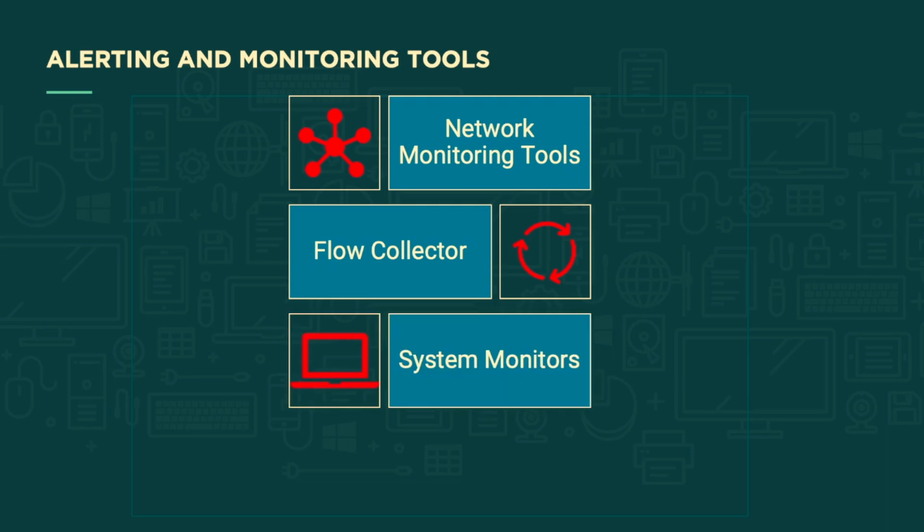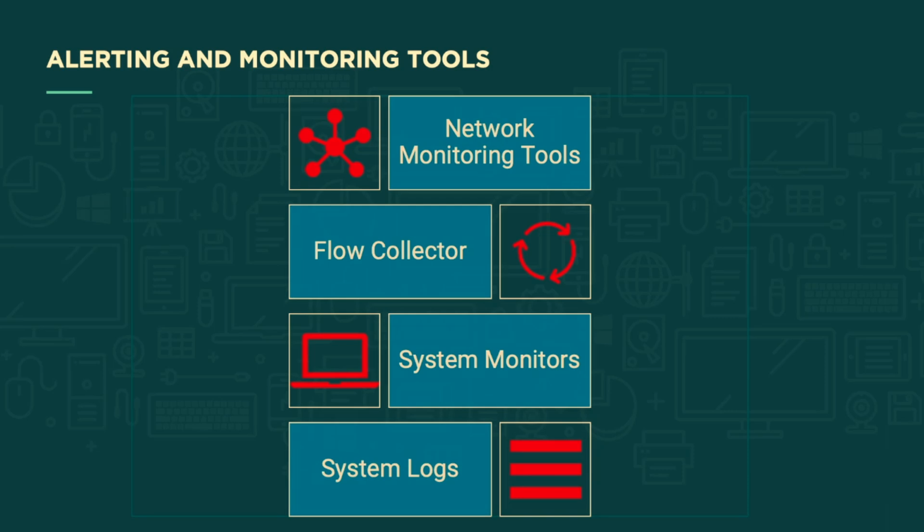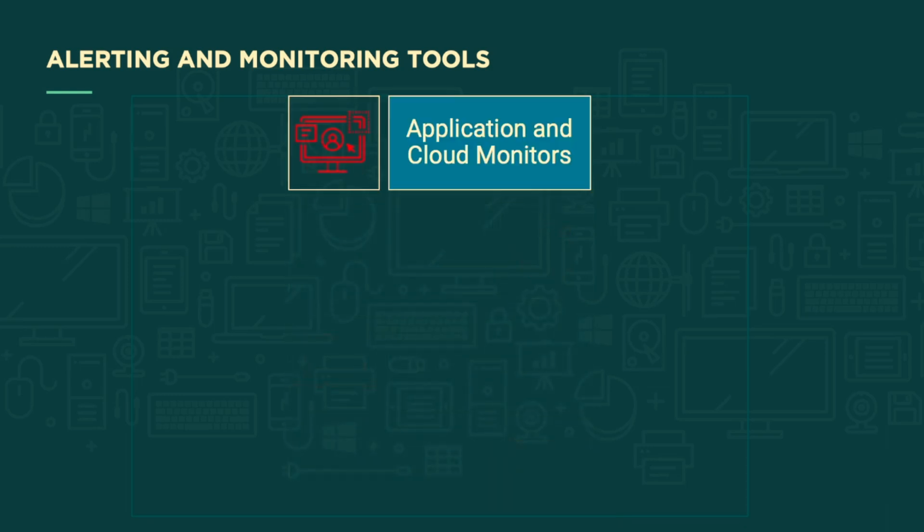System monitors provide information about the resources and performance of a system. They can monitor CPU usage, disk activity, and memory usage. System logs record the detailed operations of a system or network. They're critical for understanding system activities and identifying abnormalities. Application and cloud monitors supervise the operation of applications and cloud-based services. They help ensure optimal performance and uptime while also tracking unusual activity.